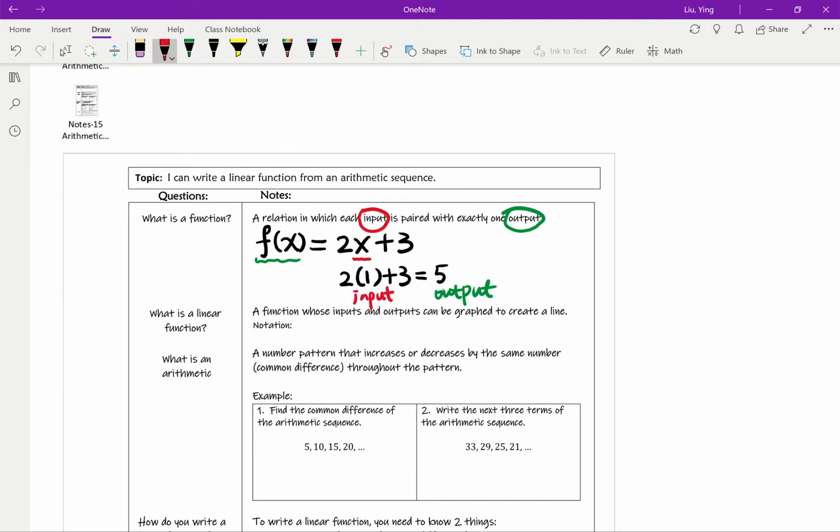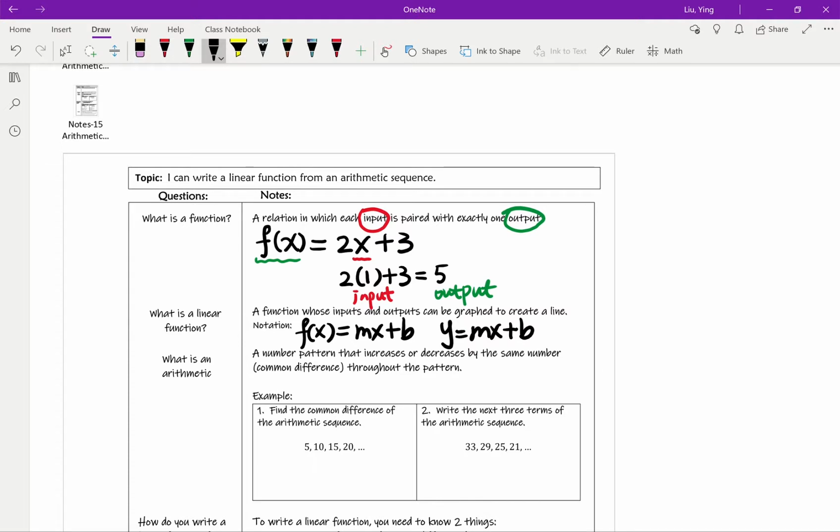A function whose inputs and outputs can be graphed to create a line is called a linear function. The notation would usually look like f of x equals mx plus b, or we will sometimes see y equals mx plus b.